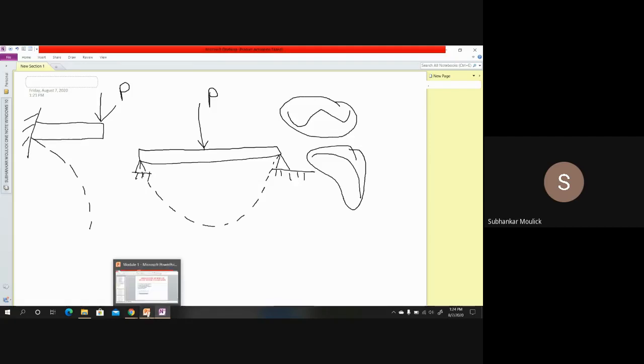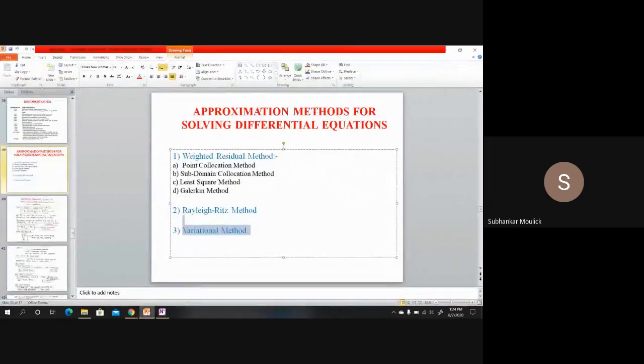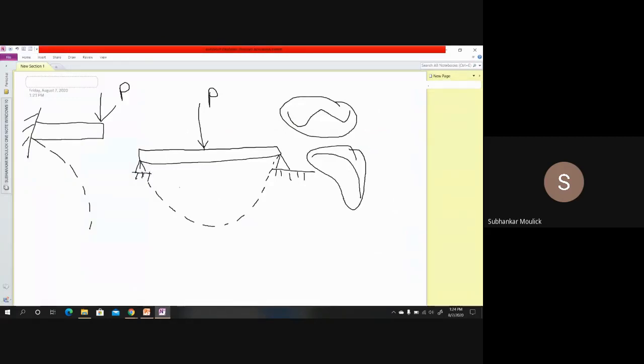So if I assume that this pattern is following some differential equation, then how to solve such problems with the help of FEM? That means how to get the nature of this displacement curve. What is the nature of this displacement curve? Whether it is linear in nature, or it is quadratic in nature, or the nature is sinusoidal, or the nature is tangential.